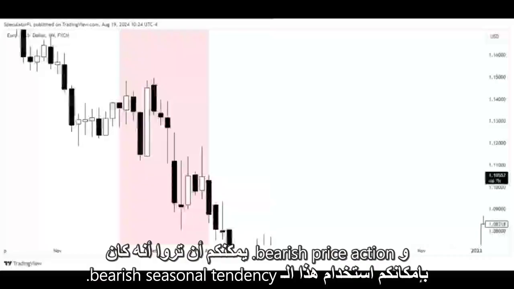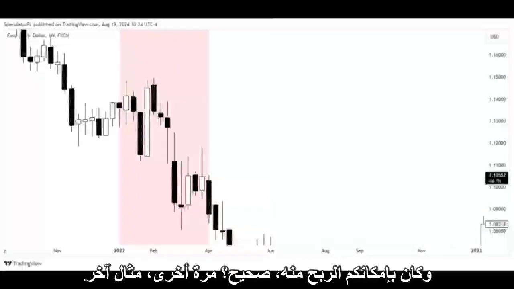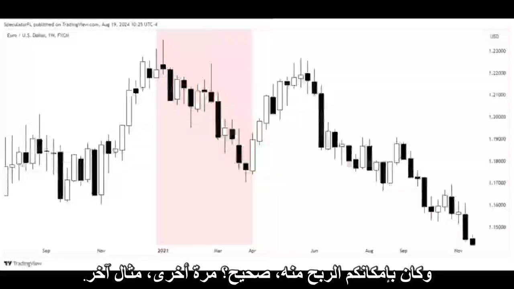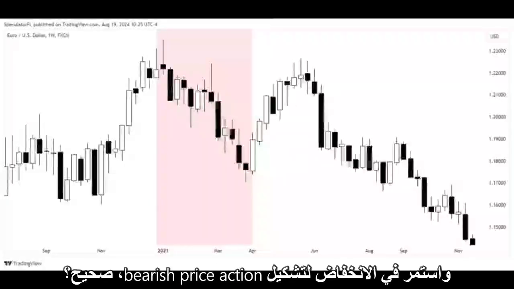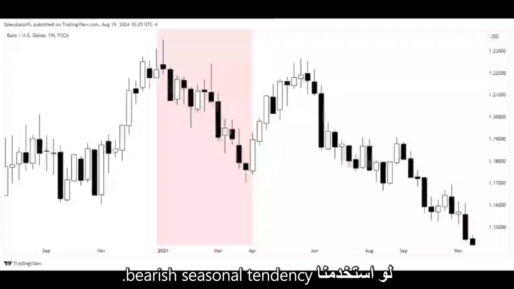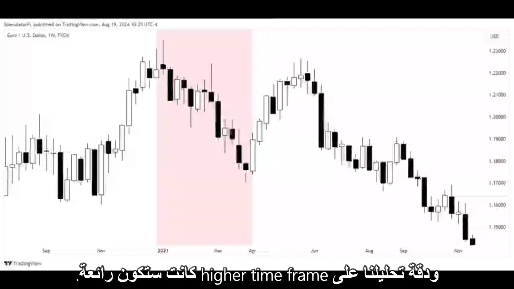You can see that you could have used this bearish seasonal tendency and you would have been on the right side of the markets and you could have profited off of it, right? Again, another example right here, you can see that price from January to March formed lower prices after the turtle soup, and it kept going lower to form bearish price action, right? If we had used bearish seasonal tendency, then we would have been right, and we would have been on the correct side of the markets, right? And our accuracy and precision of the higher time frame would have been outstanding.